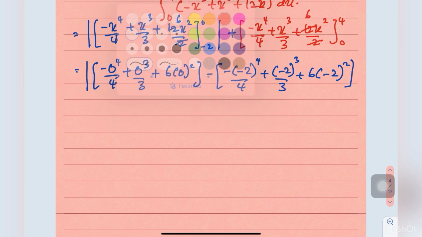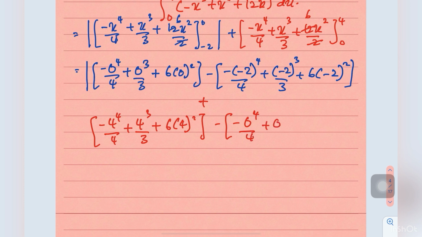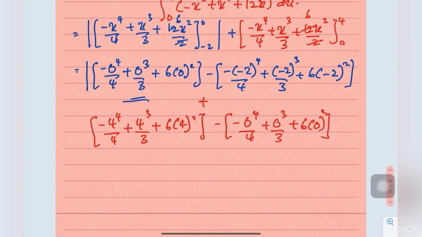Plus this one: negative 4 to the power of 4 over 4 plus 4 cubed over 3 plus 6 times 4 squared. Minus the lower boundary, negative 0 to the power of 4 over 4 plus 0 cubed over 3 plus 6 times 0 squared. So for this value, this value is 0. So 0 minus this value, sorry, is 17 1 over 3.